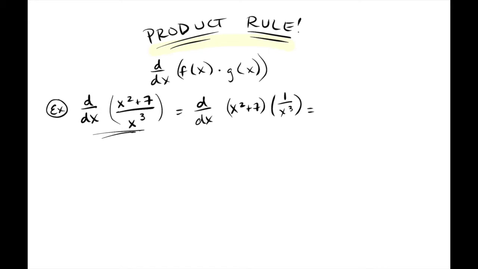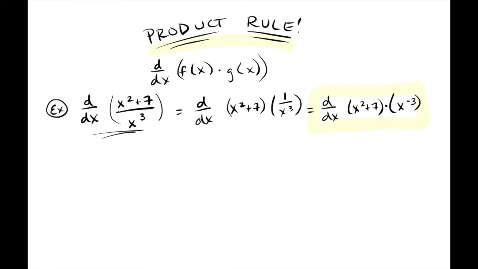Now one more step to make this even easier. I've still got my x squared plus 7, but when I have 1 over x cubed, I can rewrite that as x to the negative third. So this is my new function here, which has been sort of gussied up a little bit to look like something that's a nice, easy product rule, because this is now two functions very clearly multiplied together.